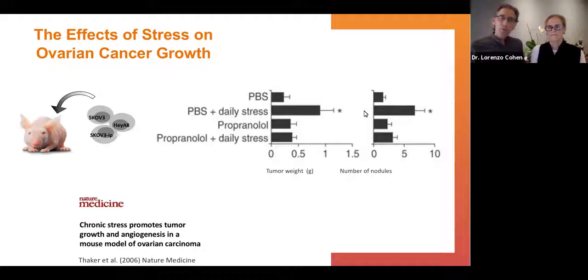Why this was a landmark paper and published in Nature Medicine, and I'm spending a bit more time talking about this, is that Dr. Sood was able to show that if you gave propranolol to the stressed animals that you see in the bottom bar, it was as if they weren't stressed at all. And what's important to know about propranolol is it is blocking the effects of the stress hormone norepinephrine. So he was able to show with this study, and it was a series of multiple studies in this paper, that it was really norepinephrine, this stress hormone that is part of the stress response, that is driving progression of disease.